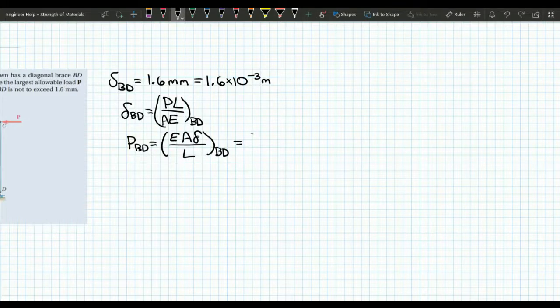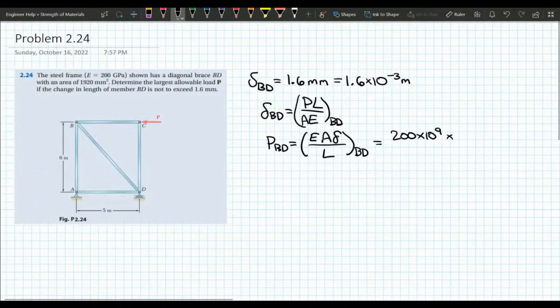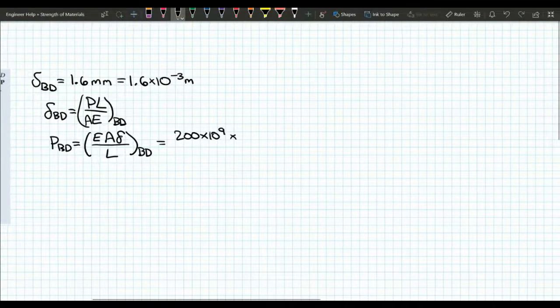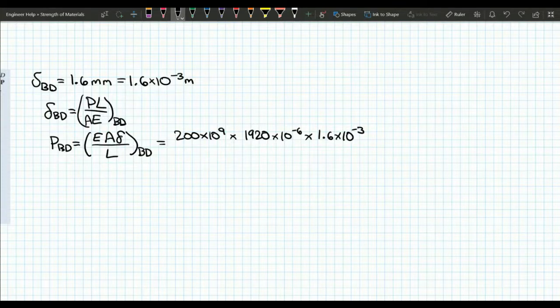So modulus of elasticity, 200 gigapascals is 200 times 10 to the 9th pascals. Multiply the area. So what was our area? 1920 square millimeters, that's going to be 1920 times 10 to the negative 6 square meters, because metric's really stupid. And then our deflection at BD was 1.6 times 10 to the negative 3 meters.